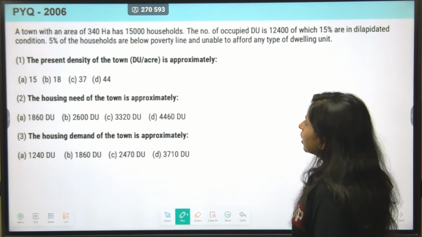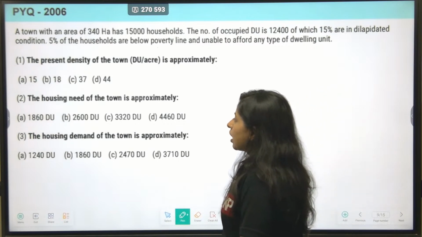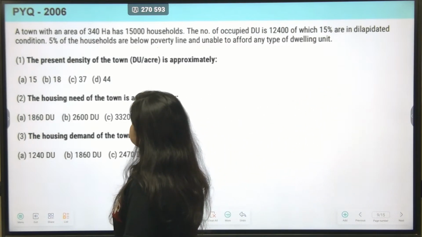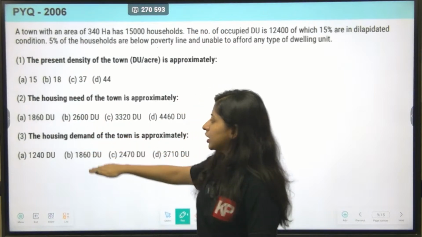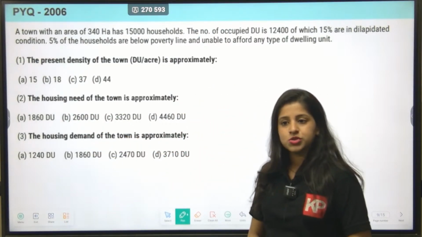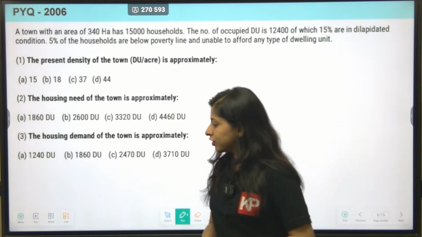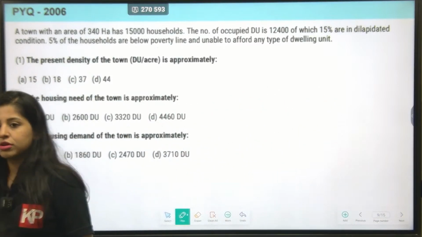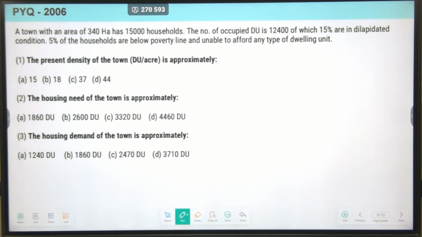This is a question which was asked previously in 2006. In this question, there are multiple subparts. It's a 2-mark question, a very easy question. Easily you can score 2 marks. I'll just move out of the frame for a minute so that you can look at the question once.